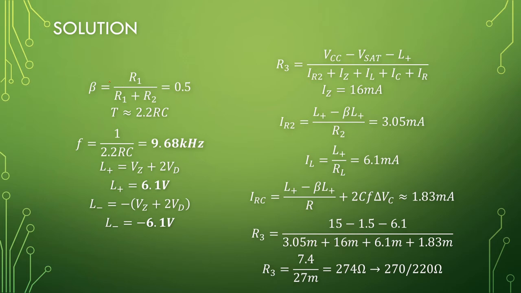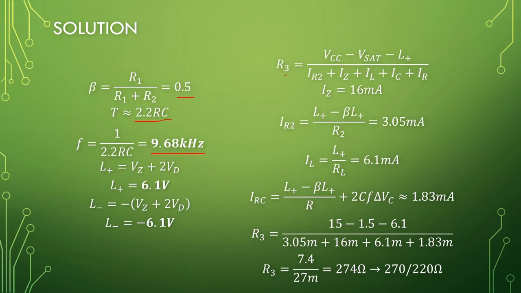The two resistors were the same, so the beta value is a half, making the period 2.2 RC, and our frequency will be 9.68 kilohertz. A 4.7 volt zener plus 2 times the diode voltage will be 6.1 volts, and the negative limit will be minus 6.1 volts. So there is our frequency and our limits. We will verify this in our simulation.